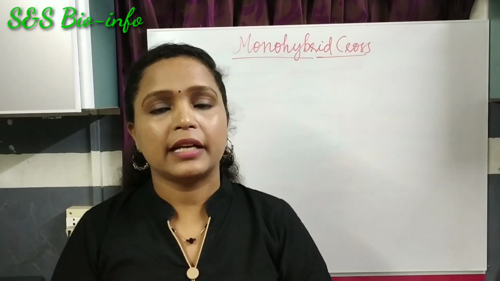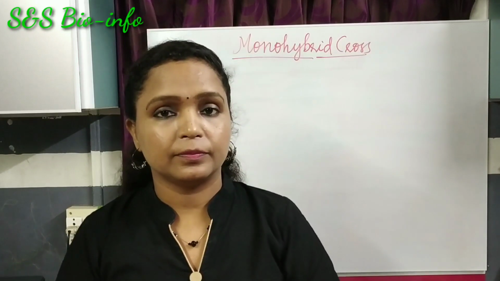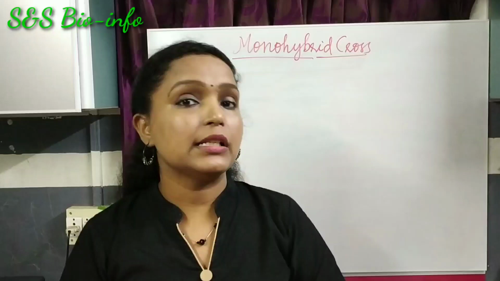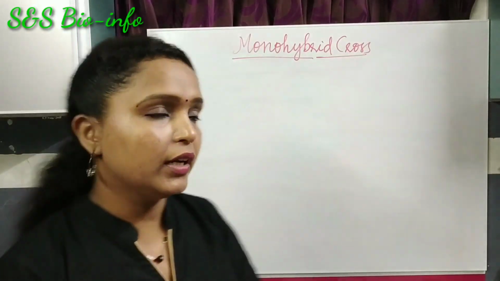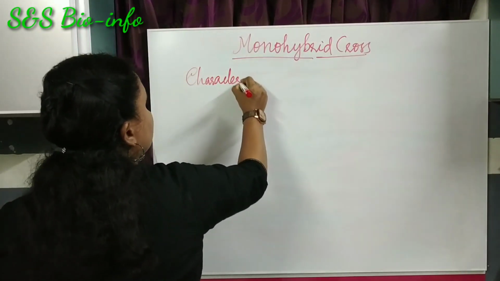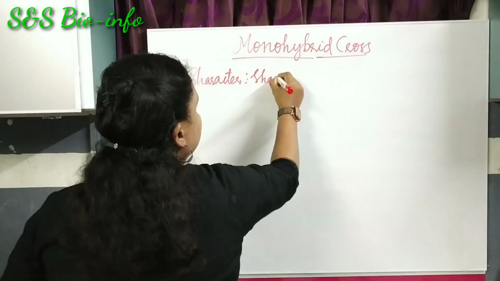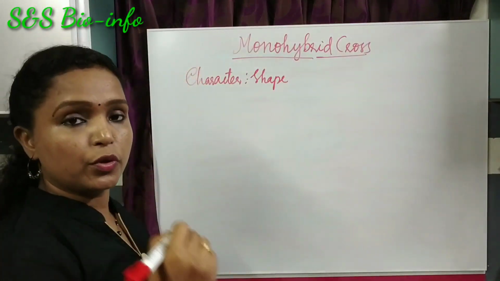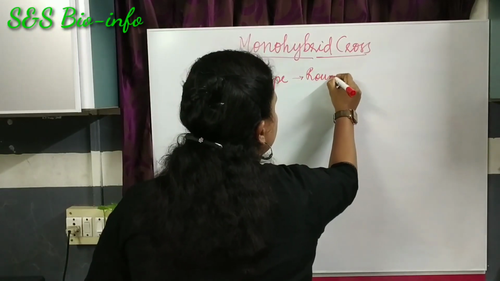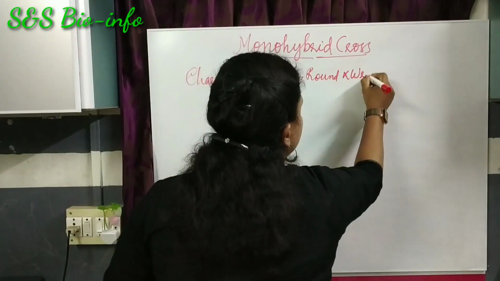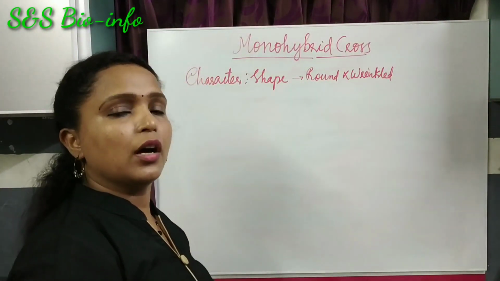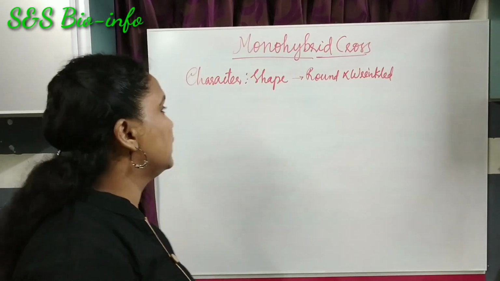Now let's consider a character, the shape of the pea seed. The shape is the character. Its contrasting traits are round and wrinkled. The shape has 2 opposing or contrasting traits such as round and wrinkled. Here round is the dominant trait, wrinkled is the recessive trait in garden pea.